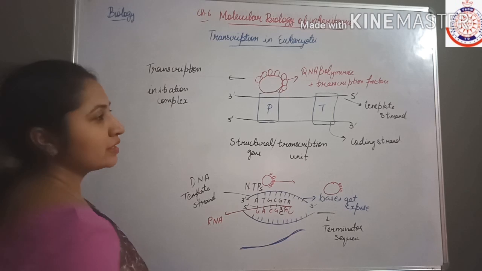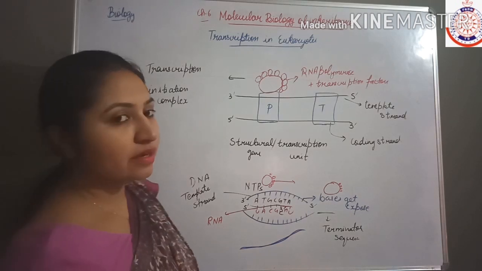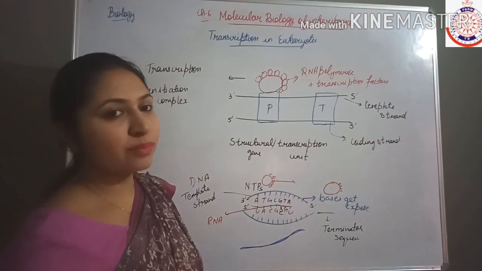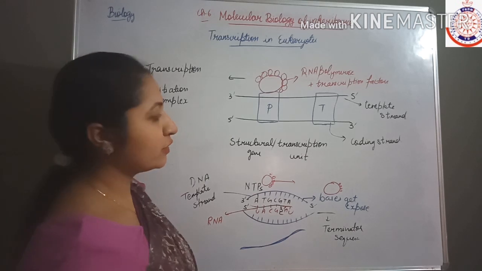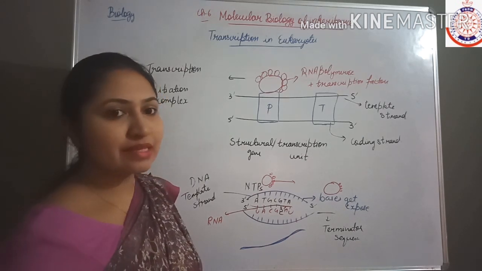And one more thing, in case of eukaryotes there are 3 RNA polymerases which are responsible for the different types of RNA synthesis.